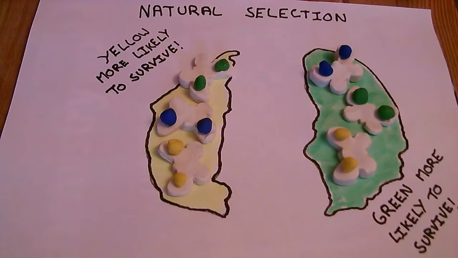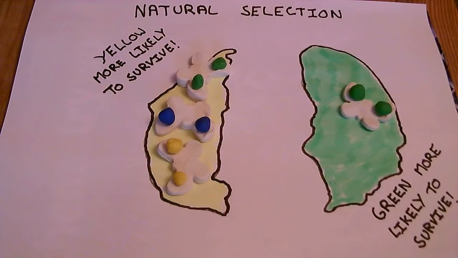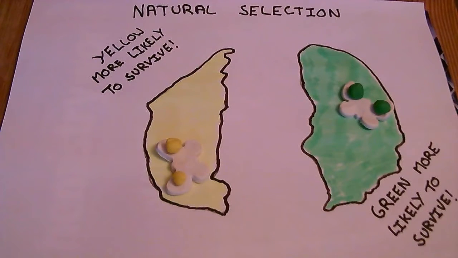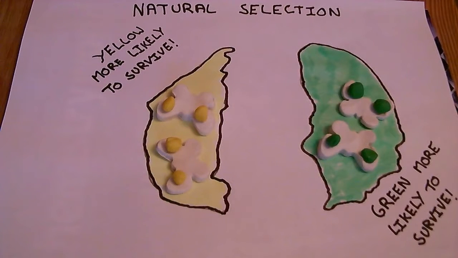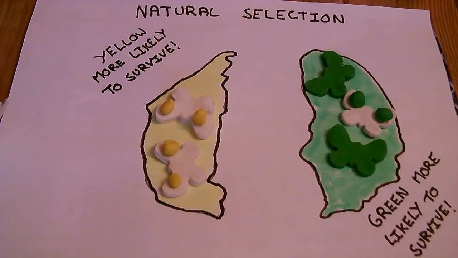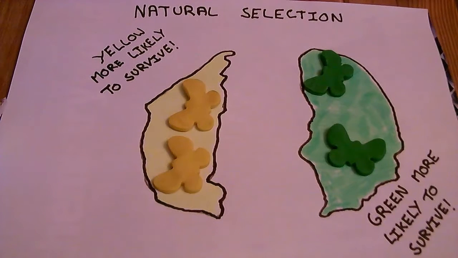So, on Island 2, the green butterflies are more likely to survive, and on Island 1, the yellow butterflies are more likely to survive. So, over time, more green butterflies are found on Island 2 and more yellow butterflies are found on Island 1. But the butterflies are more likely to survive the more green or yellow they are. So on Island 2 we eventually get a new species of butterfly that are all green, and on Island 1 we get a new species that are all yellow.